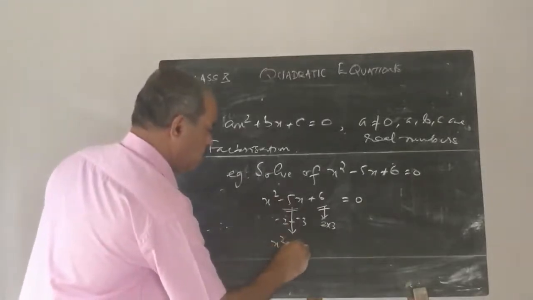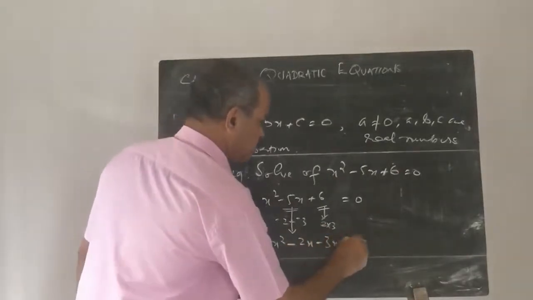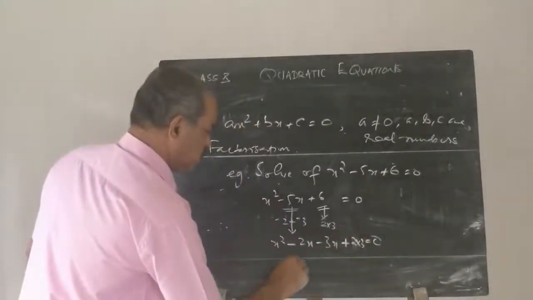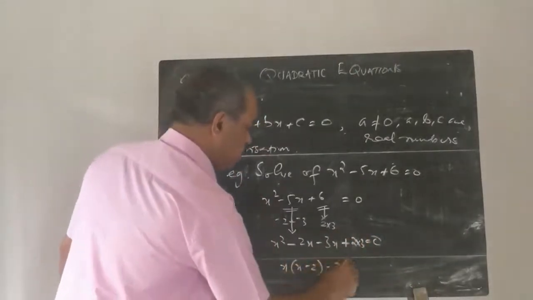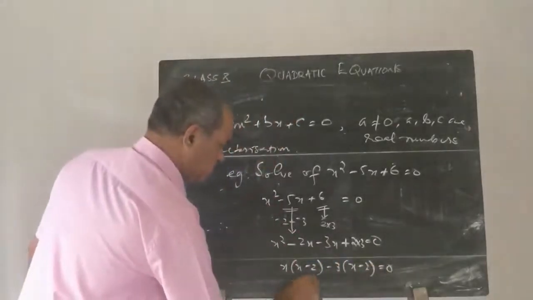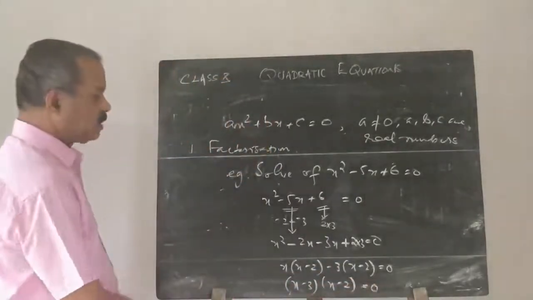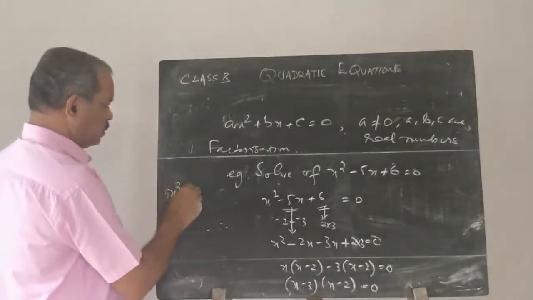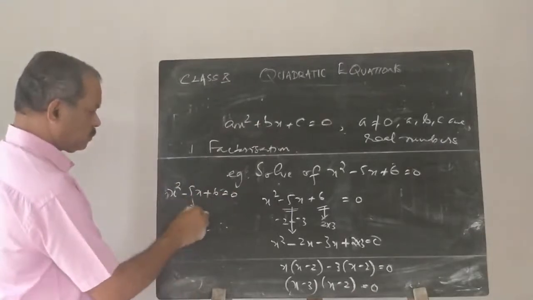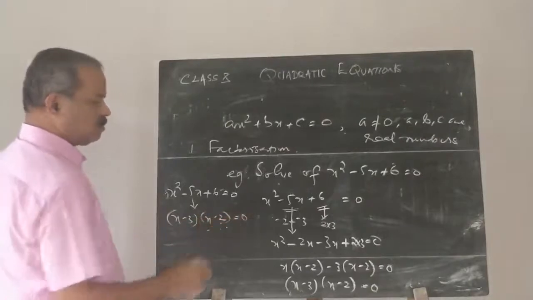X square minus 2x minus 3x plus 6 equal to 0, or 2 into 3 equal to 0, can be written as x into x minus 2 minus 3 into x minus 2 equal to 0. That is, x minus 3 into x minus 2 equal to 0. These are the factors of x square minus 5x plus 6 equal to 0.